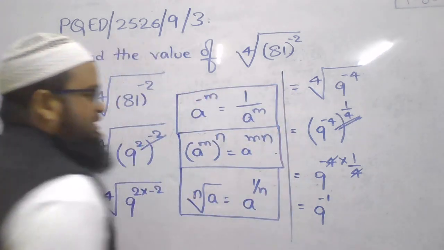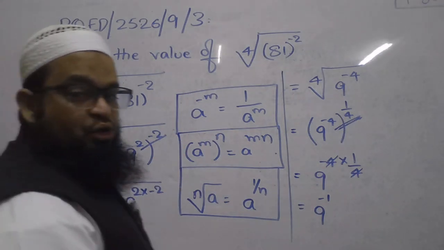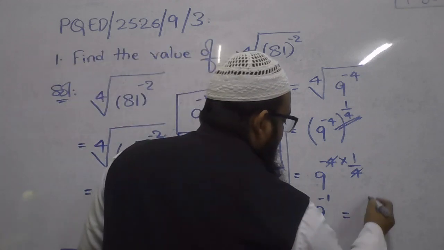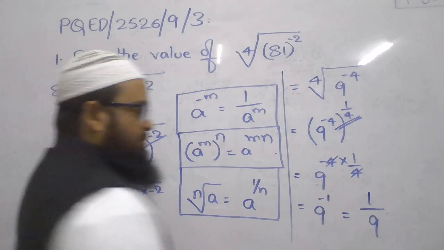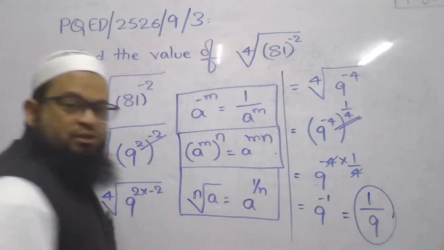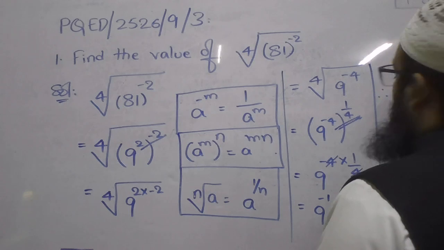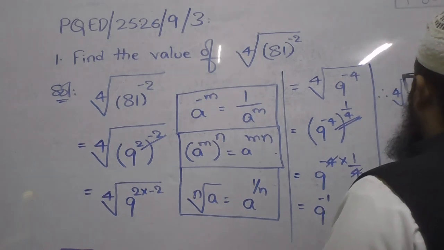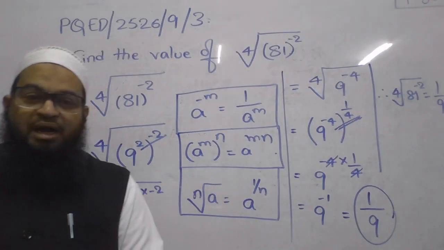So in this problem, we are going to use all these three identities. So we should know the identities. So 9 to the power of minus 1 can be written as 1 by 9 to the power of plus 1, which is nothing but 1 by 9. So conclusion is very important. Therefore, the fourth root of 81 to the power of minus 2 is simplified as 1 by 9.